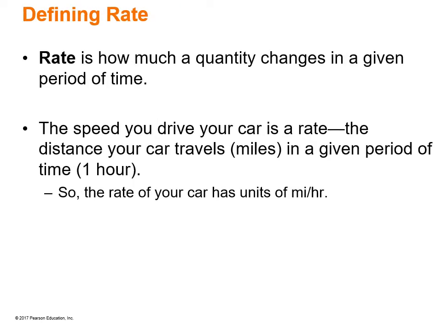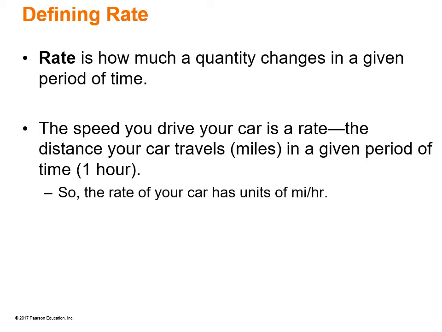We need a way in order to measure the speed of our chemical reactions. And so one way that we measure it is through the rate. And a rate is just a quantity that changes over a given period of time. So we're pretty familiar with this in our everyday life.